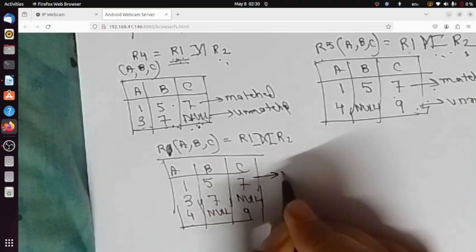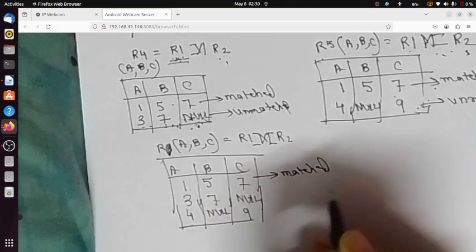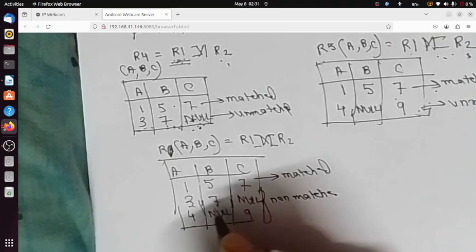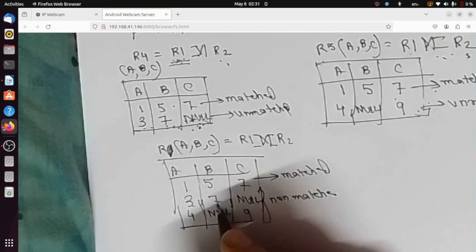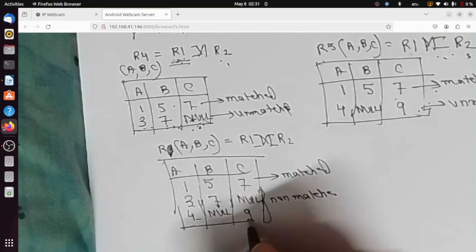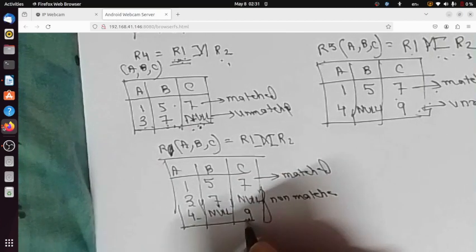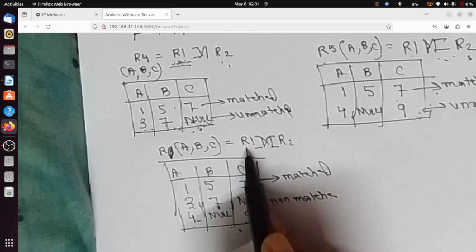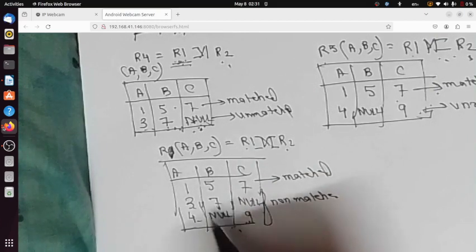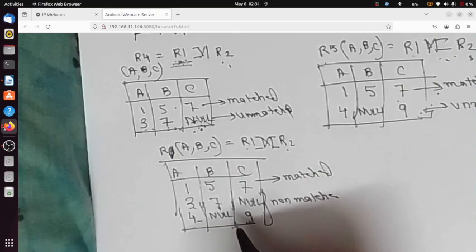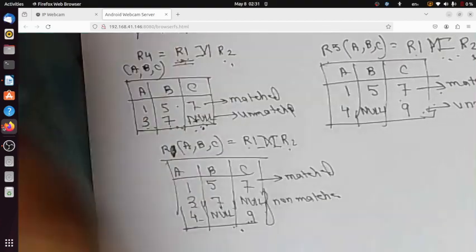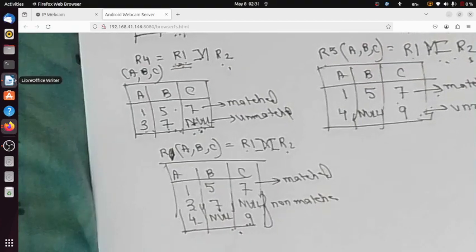So these are the matched records, and these two are the non-matched records. Among the non-matched records, 3, 7 is coming from the left relation R1, and 4, 9 is coming from the right relation R2. So that is the output of the full natural outer join between these two relations R1 and R2. These 3 tuples will be there in the output relation after the full outer join. Now we will go back to the question and see what they are asking.